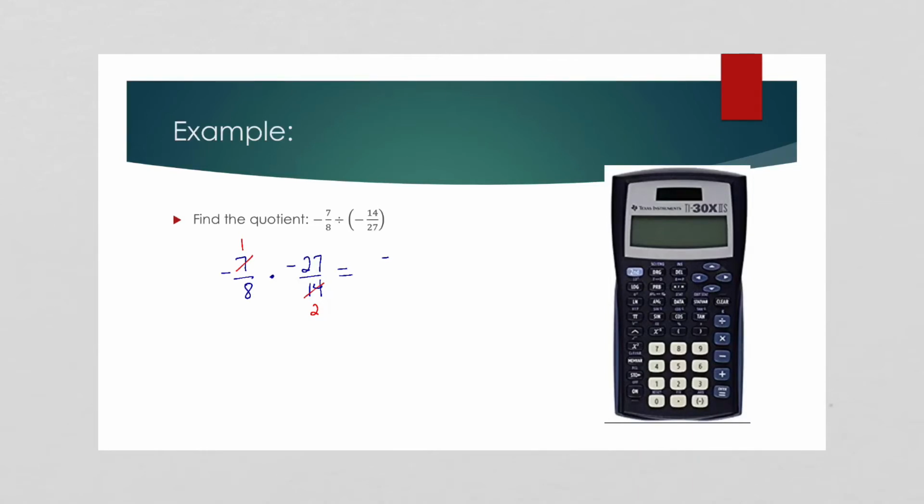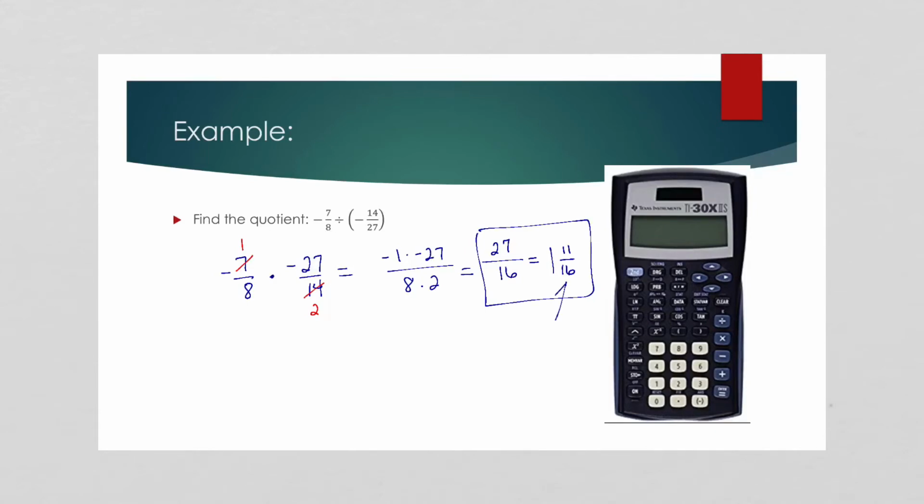So now I just multiply straight across. Negative 1 times negative 27 is positive 27. 8 times 2 is 16. Now I will tell you this. If you type this into the calculator, you're not going to get 27 over 16. The reason is that this calculator automatically turns it into mixed numbers. 16 will go into 27 one time with 11 left over. So these two answers are the same answer.